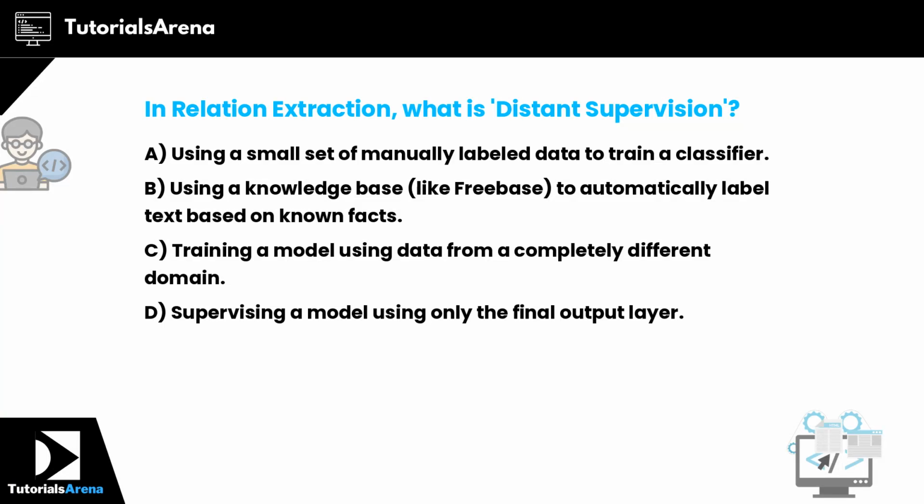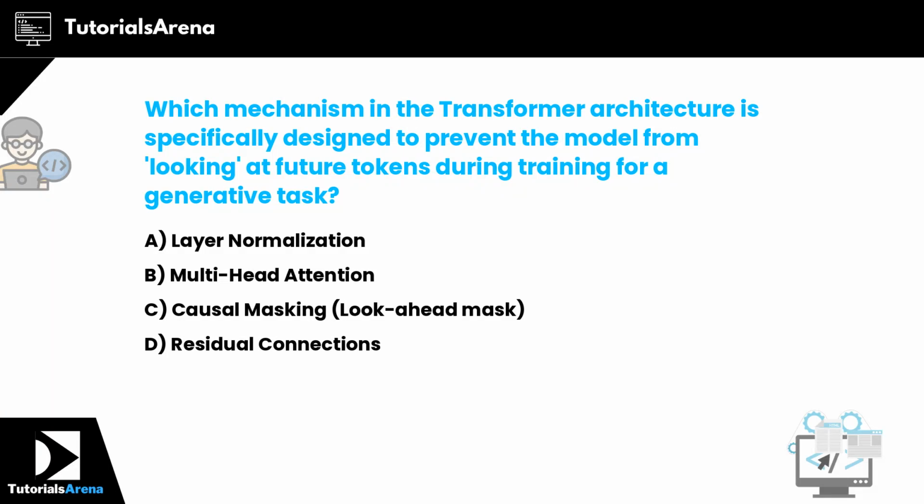In relation extraction, what is distant supervision? The correct answer is option B. Using a knowledge base, like Freebase, to automatically label text based on known facts. Which mechanism in the transformer architecture is specifically designed to prevent the model from looking at future tokens during training for a generative task? The correct answer is option C, causal masking, look-ahead mask.